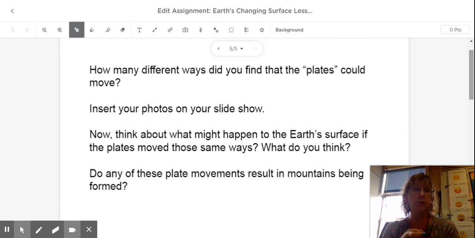In Google Docs or in Google Slides, you need to go to Insert, and then choose Image, and then choose Camera. Insert, Image, Camera is the way to do that. And then you're also going to tell me which one of those plate movements would result in mountains being built.